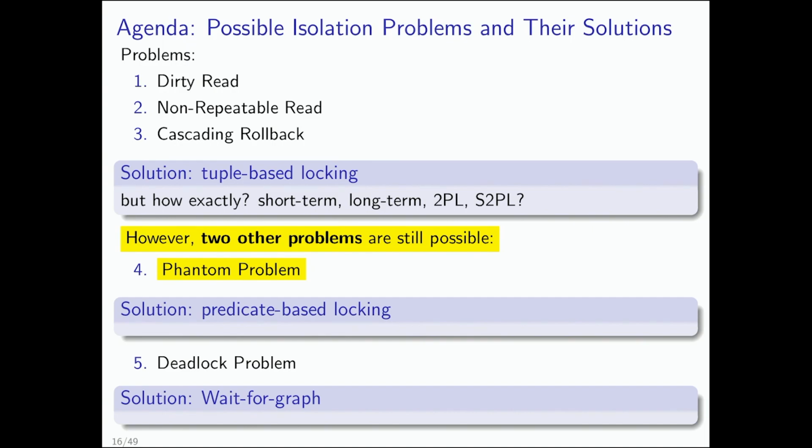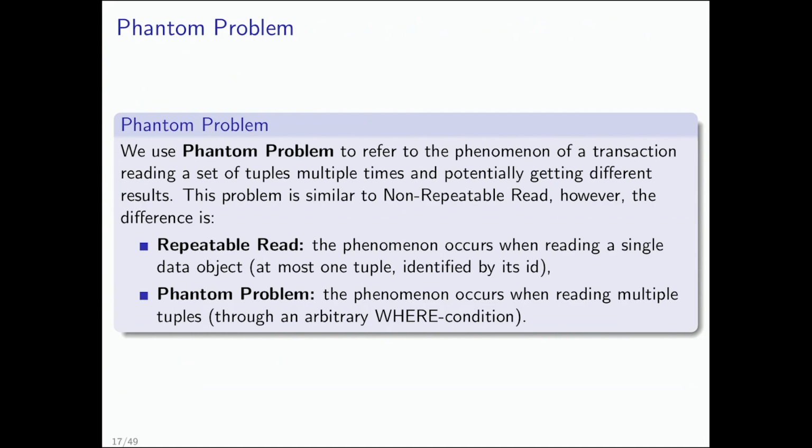So all of these things are solved with strict 2PL. They're off the table. But there are still other problems that can occur. One has this fancy name, the phantom problem. And then we will also be looking at the deadlock problem. So what is the phantom problem? This is, I would say, wild terminology, because in spirit it's the same problem as repeatable read. The difference here, I'll try to phrase it.